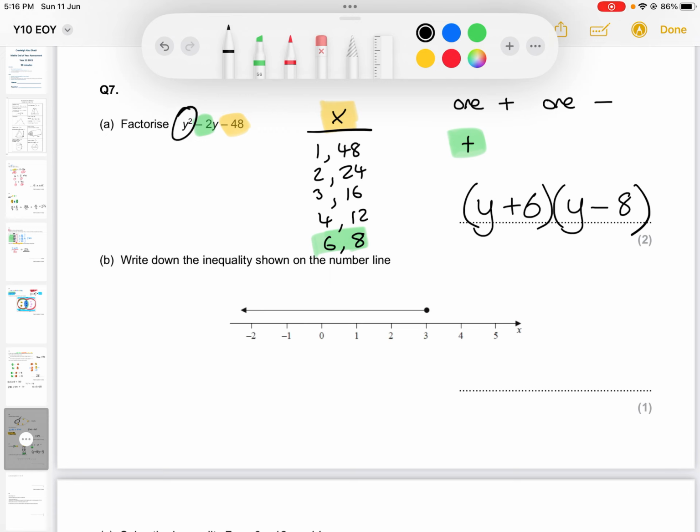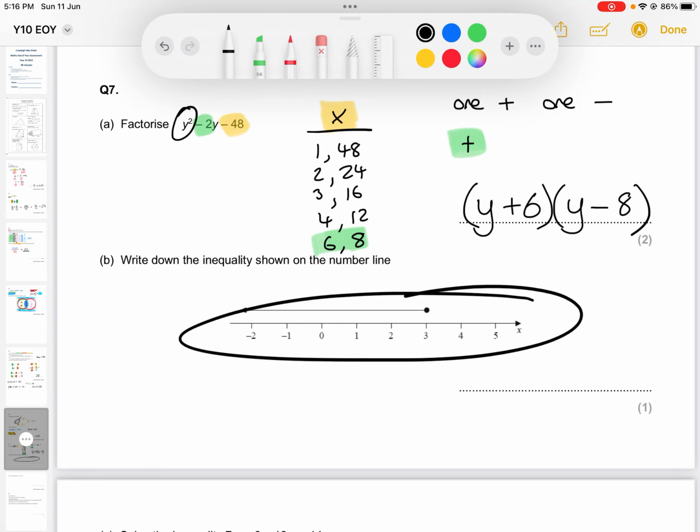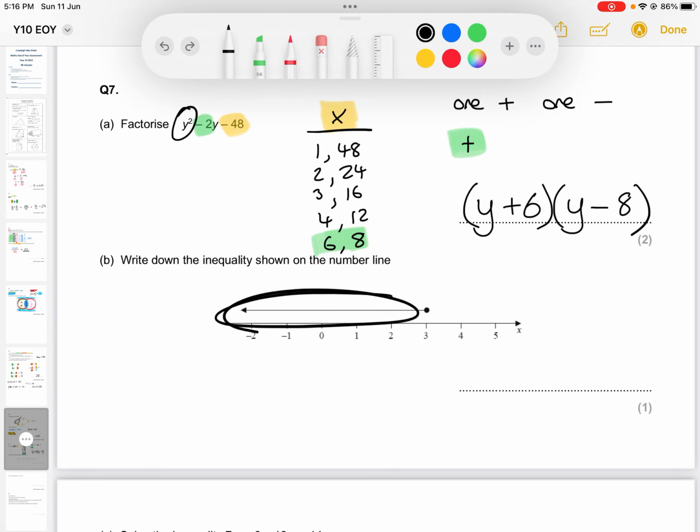Part B, write down the inequality shown on this number line here. We are to the left of 3 on this number line, with numbers that are smaller than it. So we're going to have a small x smaller than 3 to begin with, but because this is a solid circle, we need to have less than or equal to 3.